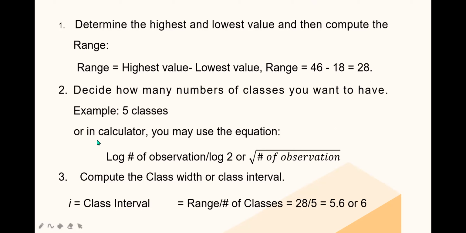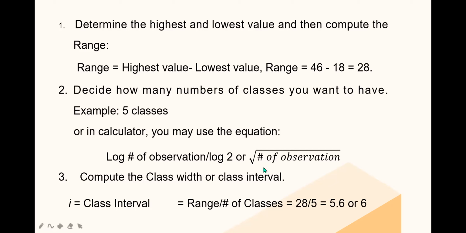For step number two, we're going to decide how many classes you want to have, for example, 5 classes. In your calculator, kindly open your calculator. Use this equation: square root of 20, because our observation or our total number of respondents is equal to 20. So what is the square root of 20? It is equal to 4.47, and we're going to round it up. So therefore, that is 5 classes.